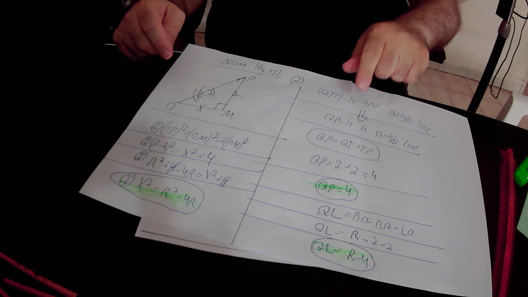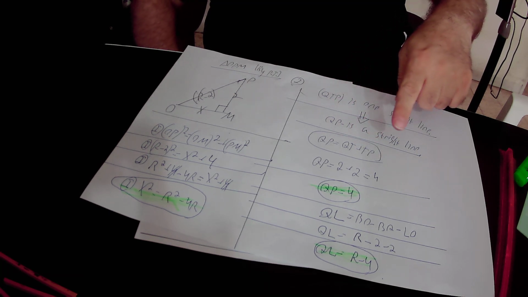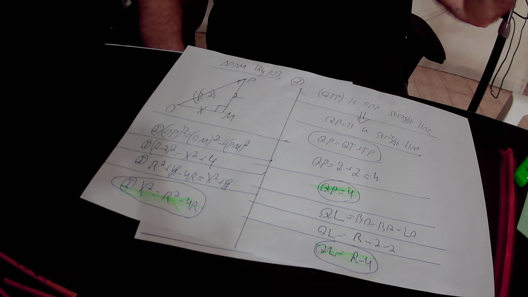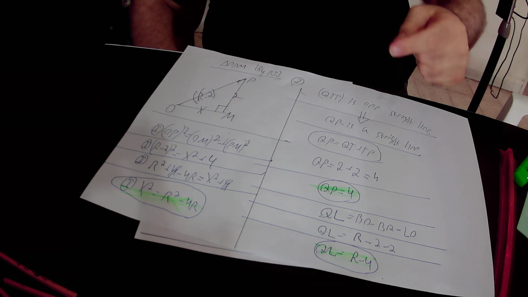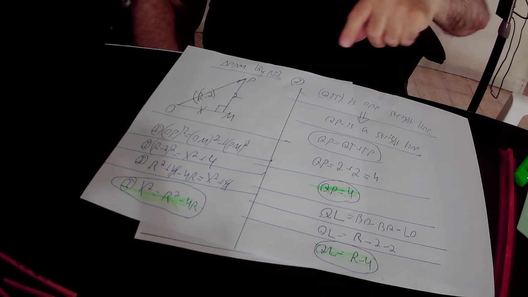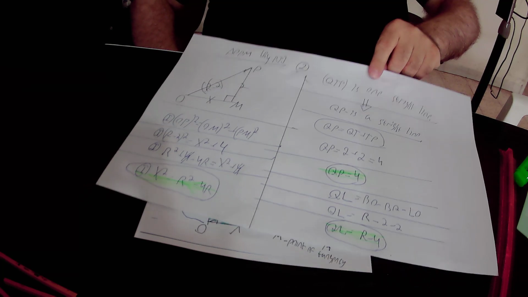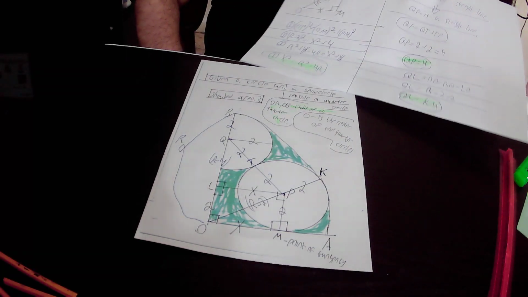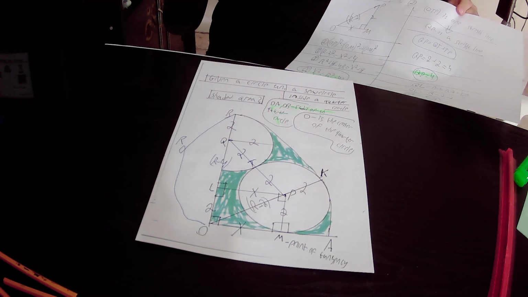And we know that QP equals QT plus TP. We found out that QT equals 2 units and TP also equals 2 units. So in conclusion, QP equals 2 plus 2. 2 plus 2 is 4, so the length of the straight line QP equals 4 units. This line segment QP equals 4 units.